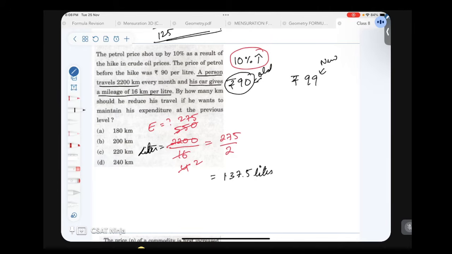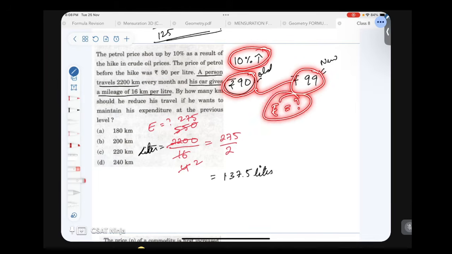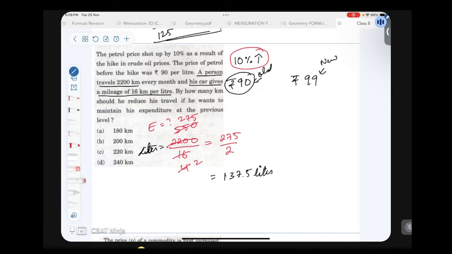Okay, it looks a bit complicated, but I'll explain the things that I've written now. The price of petrol was 90 rupees, and since there was an increase of 10%, it has become 99 rupees. But remember, expenditure is not given. So what I'll do is I'm finding the liters of petrol consumed.